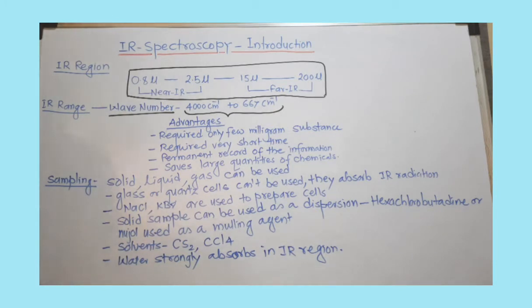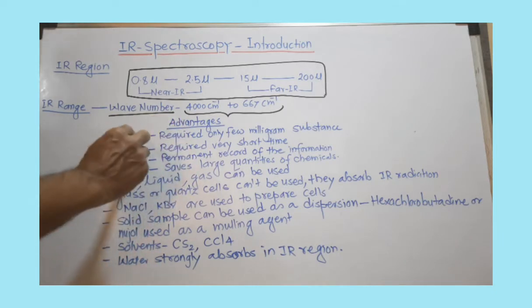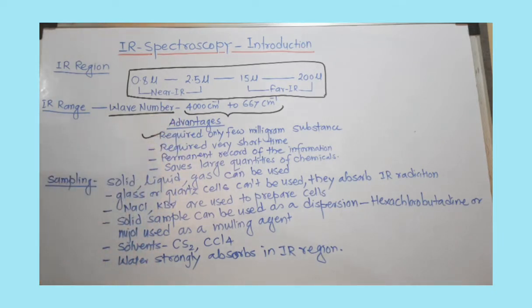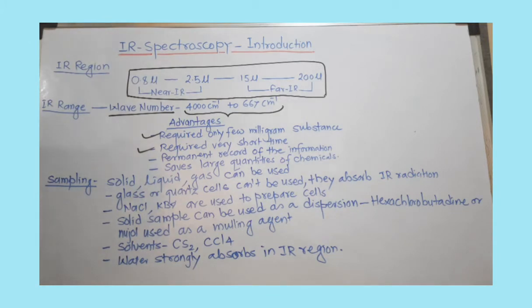Now what are the advantages of IR spectroscopy? It's a very important tool to decide the structure of organic compounds, particularly the functional groups present in the molecule. Again, we need very few milligrams of substance, just 10 milligrams is sufficient. We require very short time, up to 15 minutes, to get the IR spectrum. You can also keep a permanent record of the spectrum, you can store it.